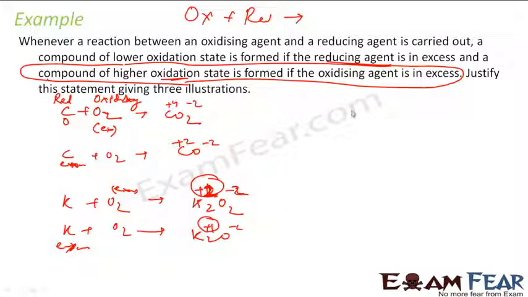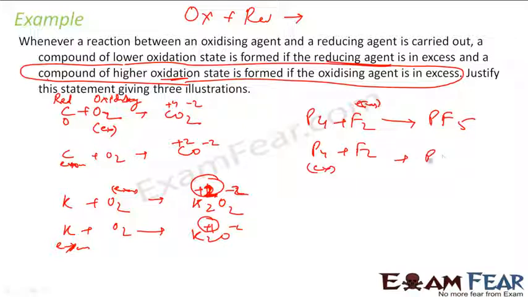Correct. Similarly, you can take the example of P4 and F2. Right? If F2 is in excess, you get PF5. If P4 is in excess, you get PF3. So here if you see, this is -1, this is -1. So here this becomes +5, here becomes +3. So if you see again here also, excess oxidizing agent will give you higher oxidation number. Okay. So with these three examples, we can tell that if you have excess oxidizing agent, you get higher oxidation numbers.